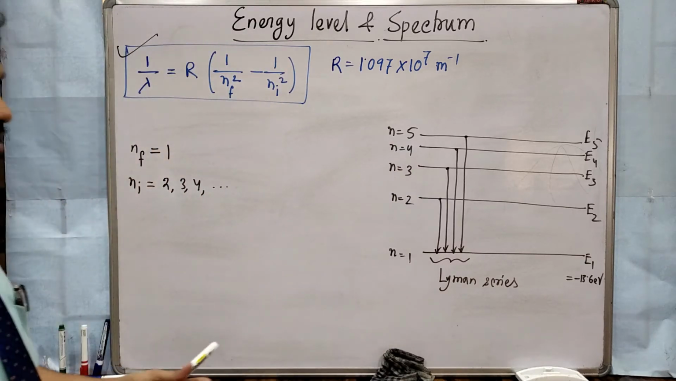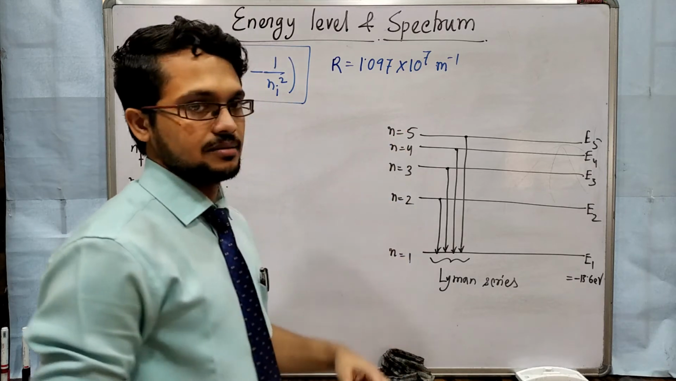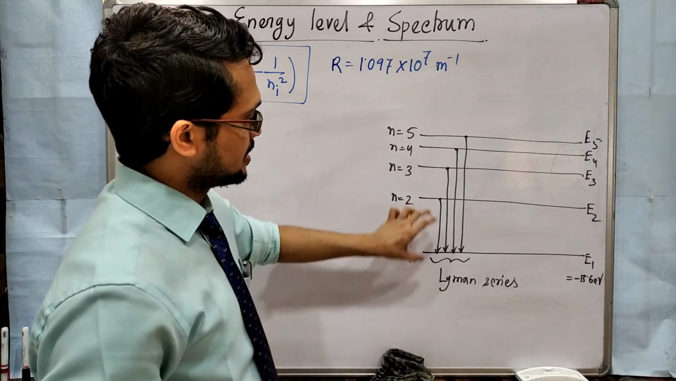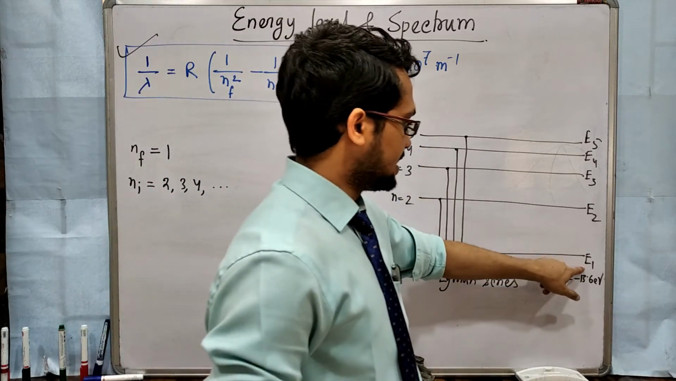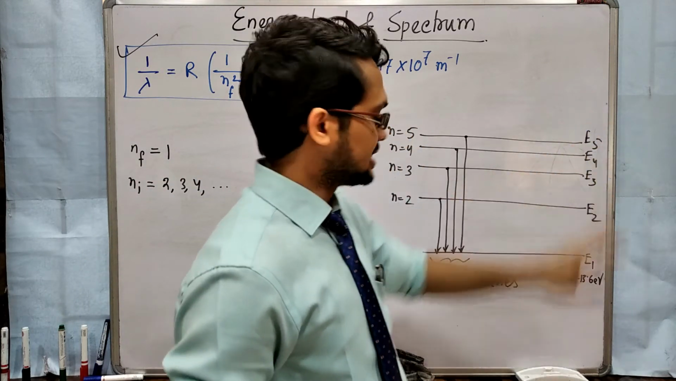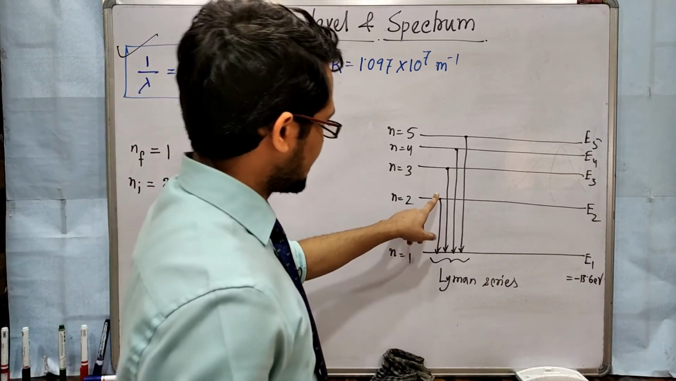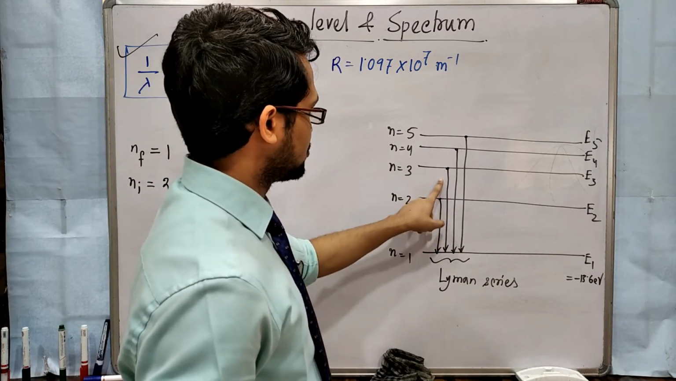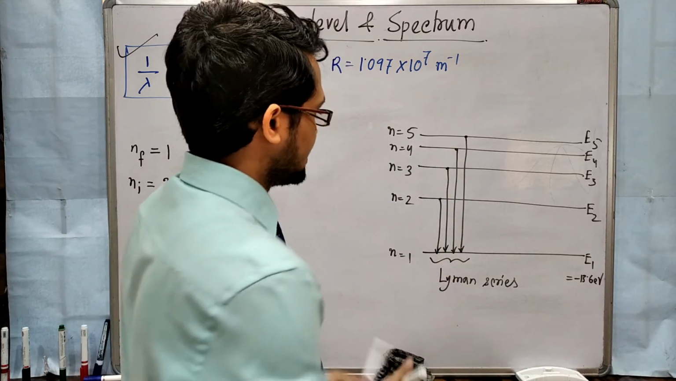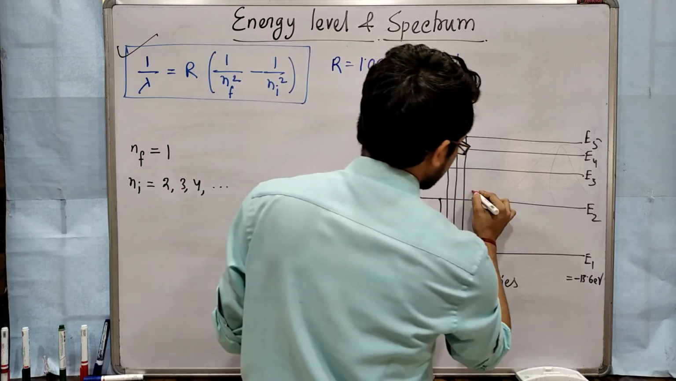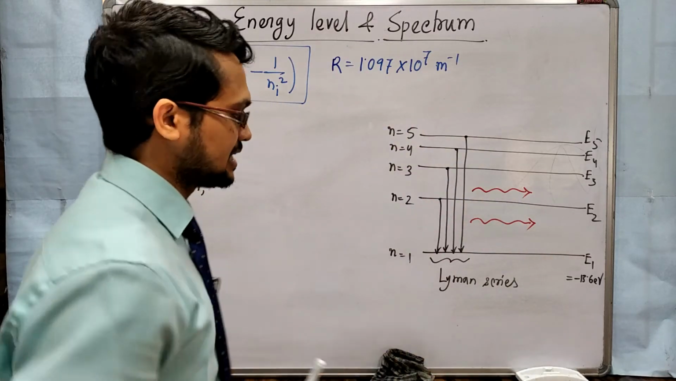Okay, suppose you are asked to draw the Lyman series for 5 energy levels. Then you will draw the 5 energy levels, keeping in mind the gap will always decrease, and here you will mention the energies for each level and the principal quantum number. Electrons will come from n equal to 2, 3, 4, 5, and the final state is 1. Here radiation will be emitted, so we are getting an emission spectrum.